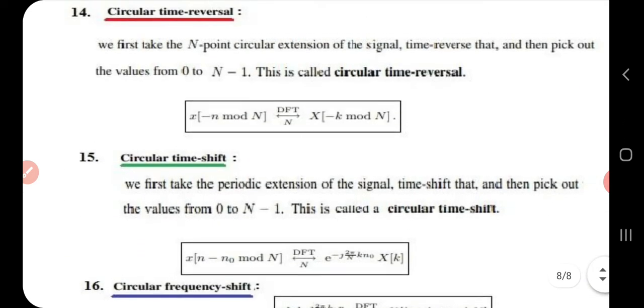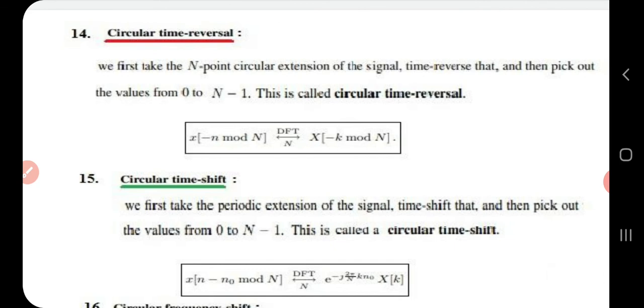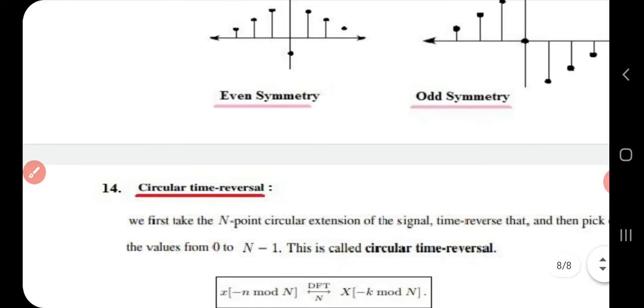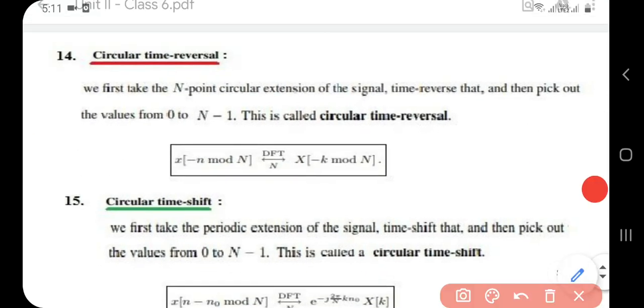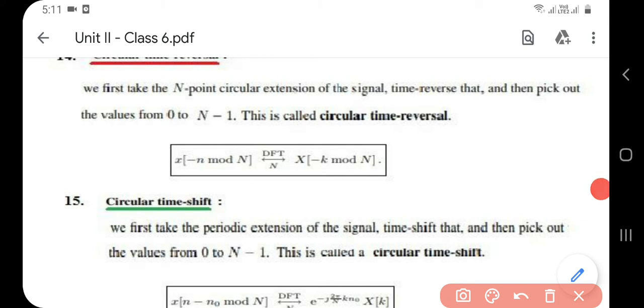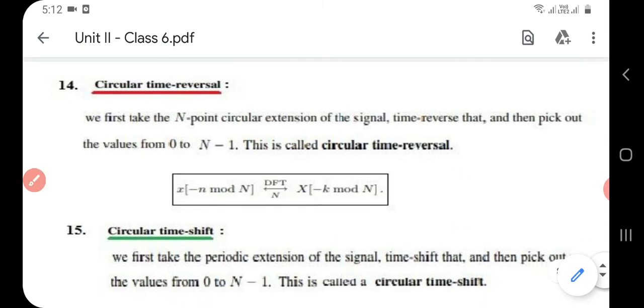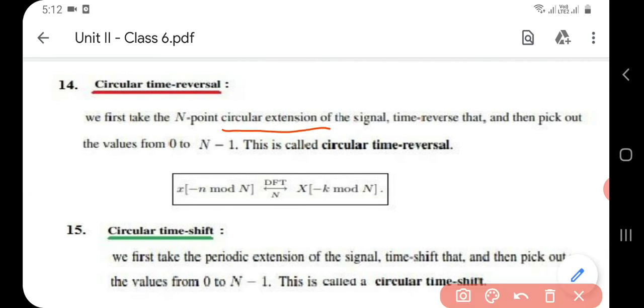Now the last section is circular time reversal, and the other one is circular time shift. So just compare these two and study. Suppose that you have a signal, and if you want to perform circular time reversal, what you do is that you first of all apply a circular extension, and then you time reverse it, and then you pick a particular value from 0 to n minus 1. This is called circular time reversal.